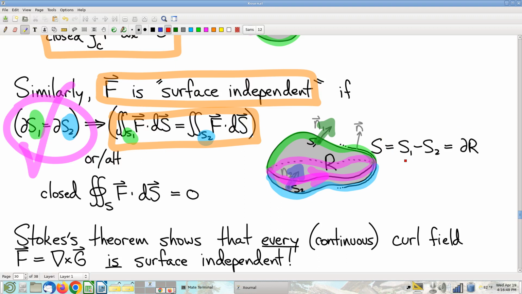All right, with all of that observed, notice if these two fluxes are equal, that means that their difference is 0. The difference is the flux through the boundary, that closed surface, which is the boundary. So an alternative phrasing of surface independence is that all closed fluxes are 0. All right. Okay. So, real quick.